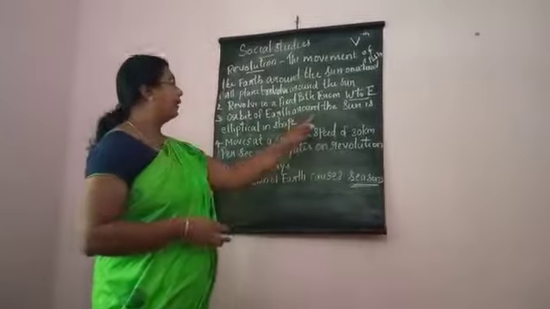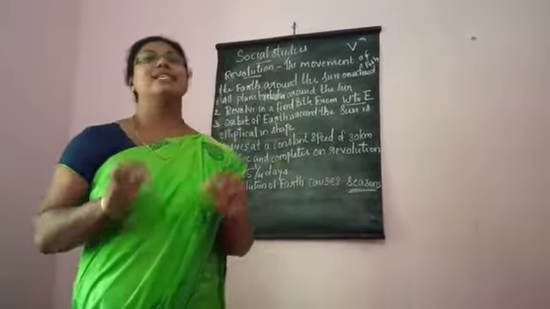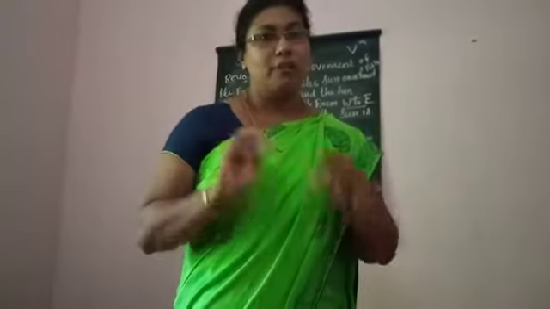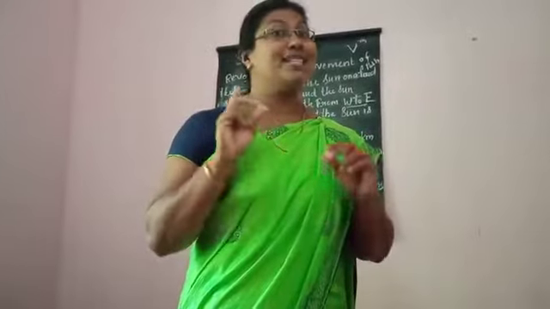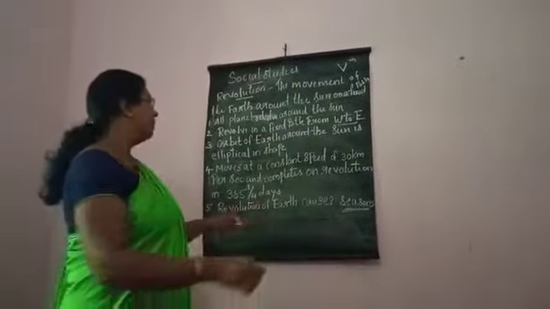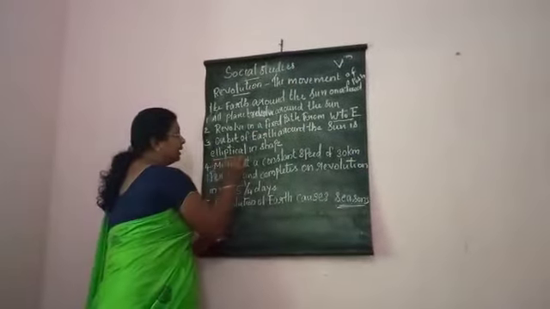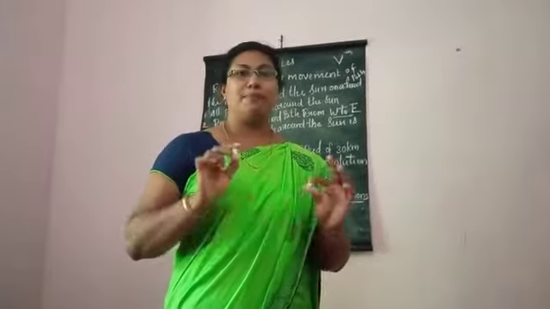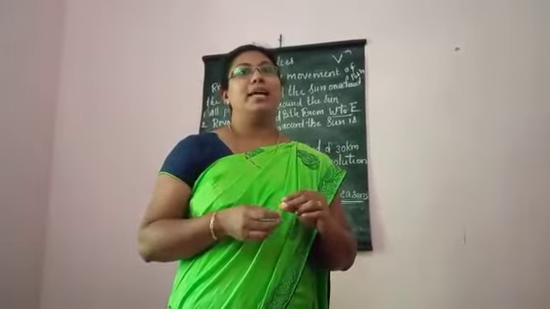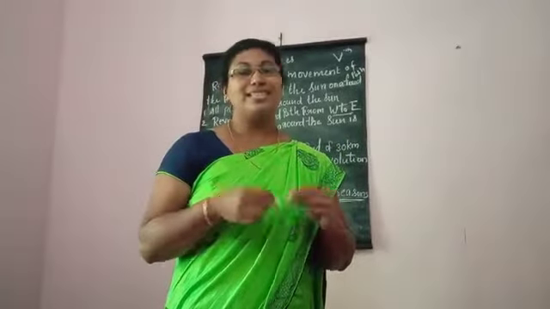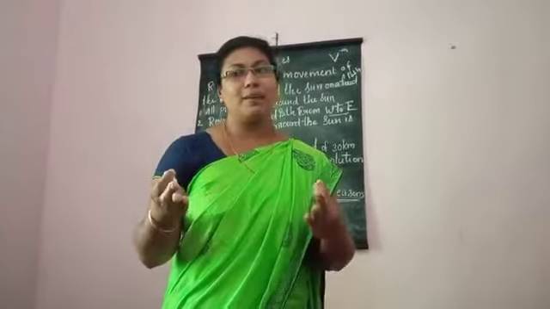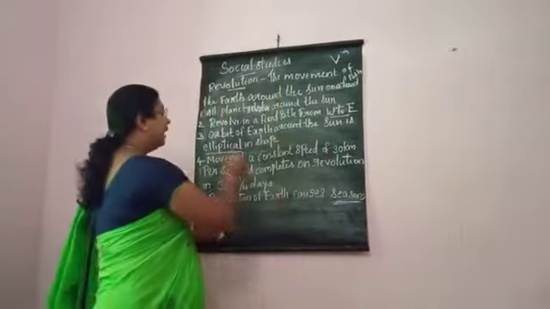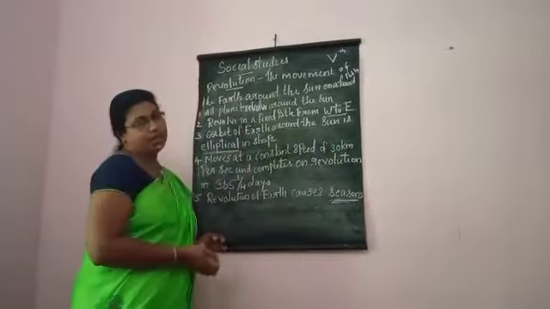Then the next, fourth point: the orbit of the earth around the sun has a shape. What is that shape? Elliptical shape. You have to remember the Malayalam term for the word elliptical shape.